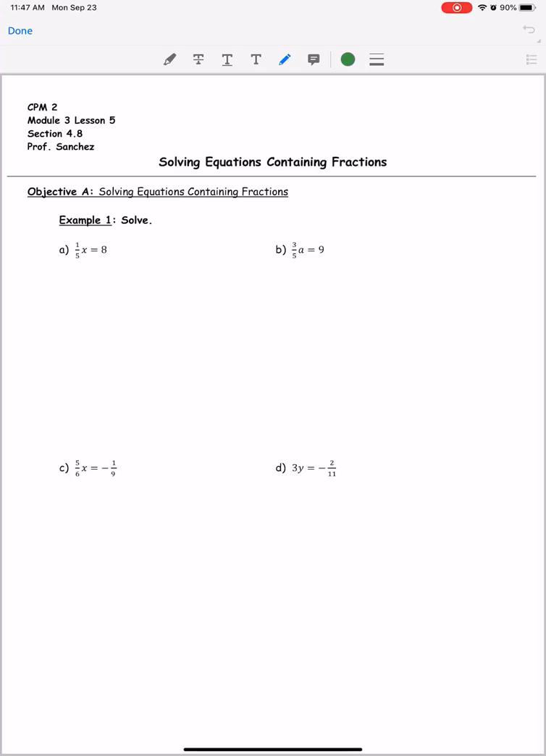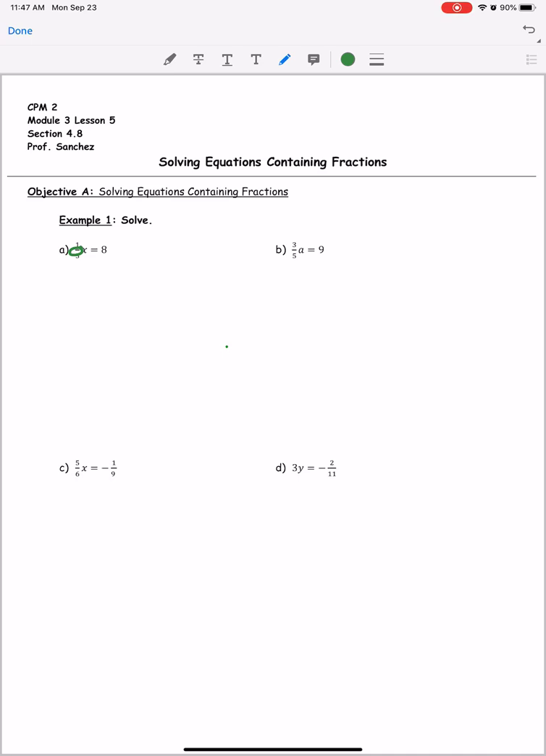This is lesson 5. We're going to be solving equations containing fractions. So, example 1, we are solving these three equations. In the first one, A, we have 1/5 x equals 8. This one's actually pretty straightforward.